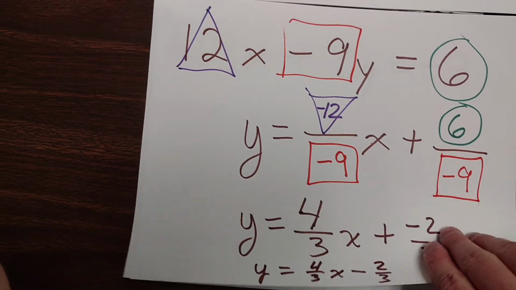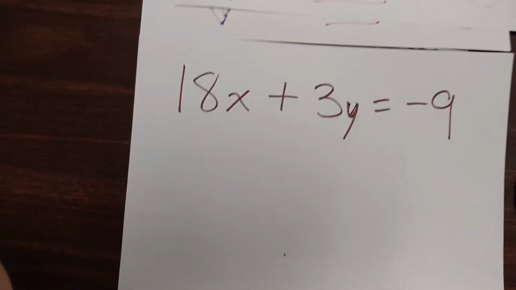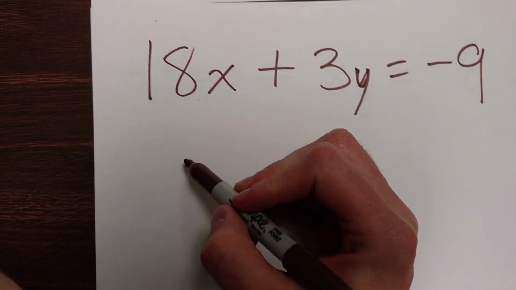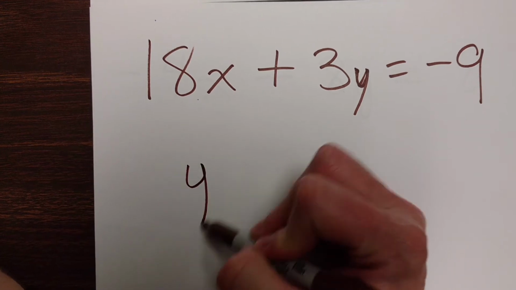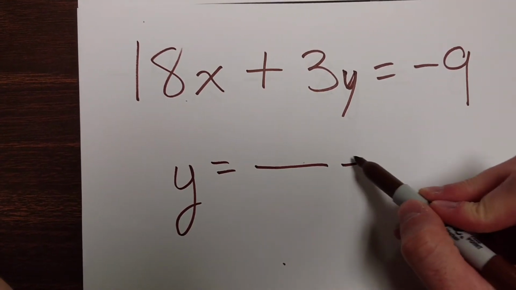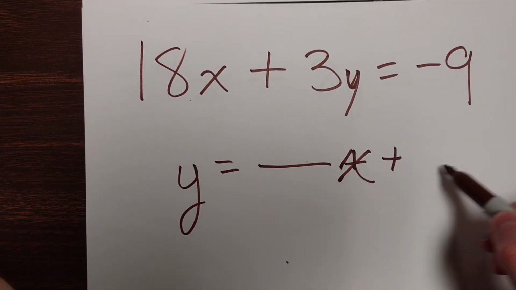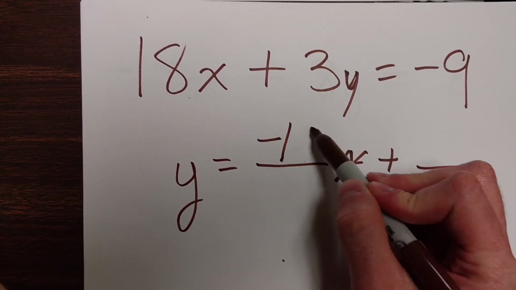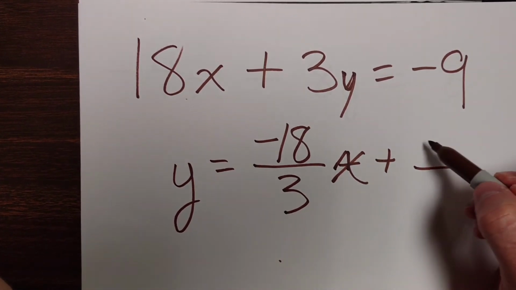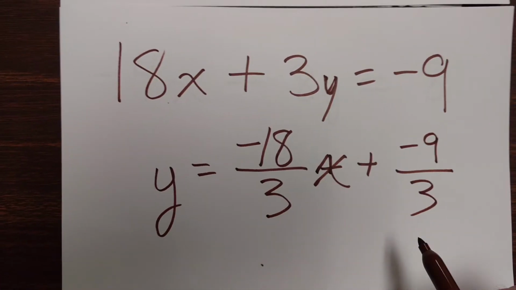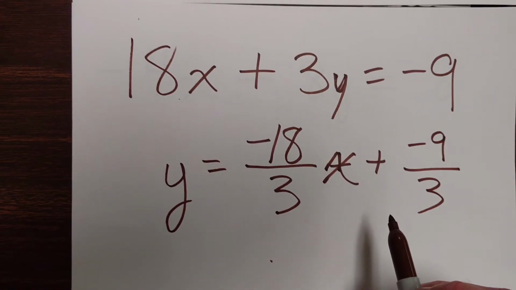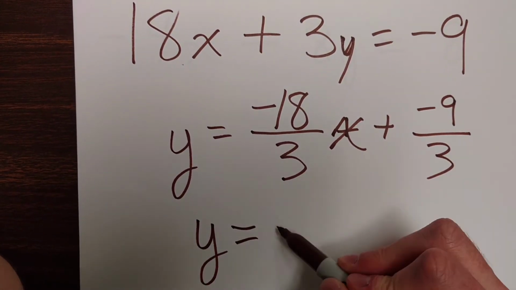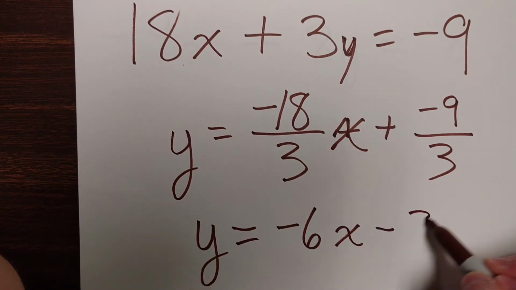Alright, next example. 18x plus 3y is equal to negative 9. I'm going to try to do this a little bit faster now. Right. I know that this is going to be the opposite of 18 divided by 3. I know this will be negative 9 divided by 3. If you're not sure why, go back and look at the first part of the video where we did the color coding with the shapes. This will end up being y equals negative 6x minus 3.